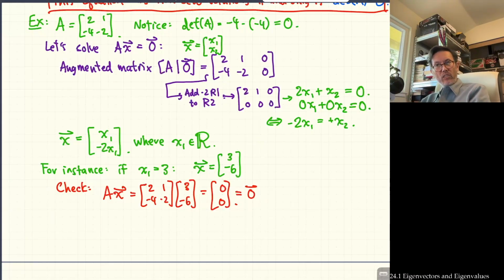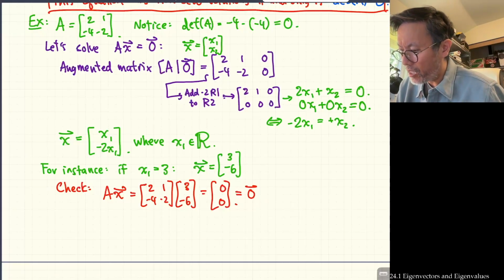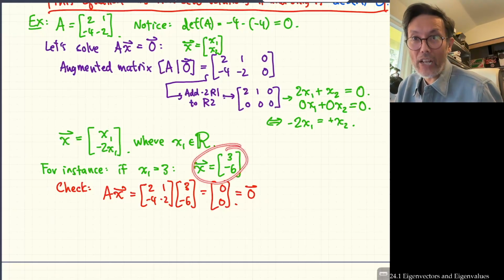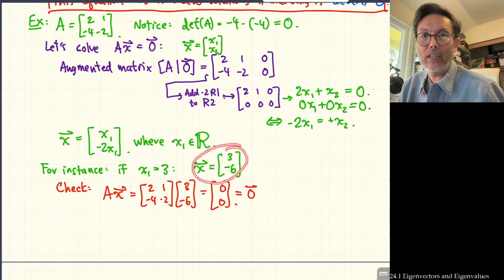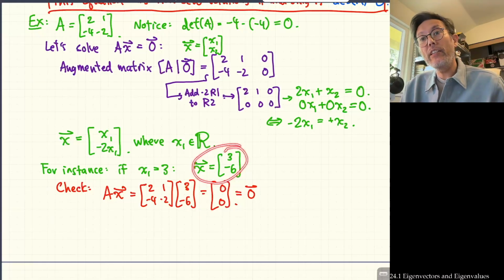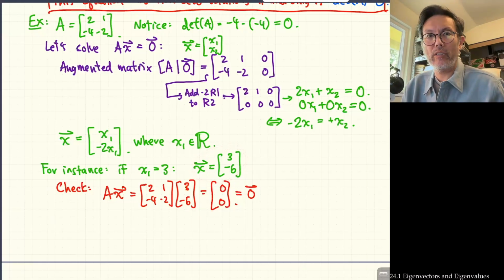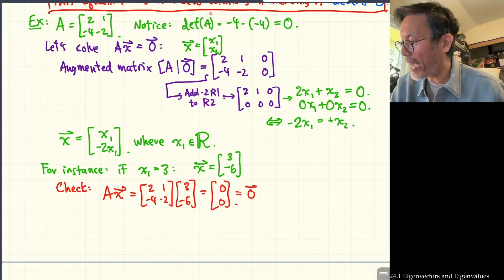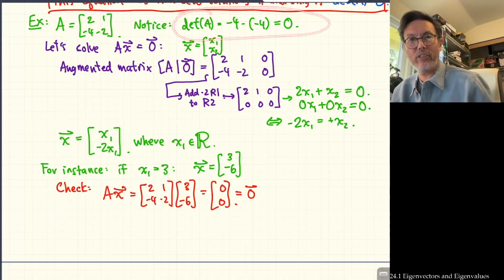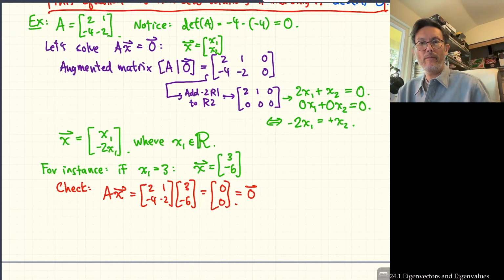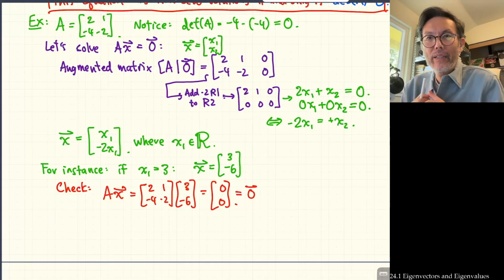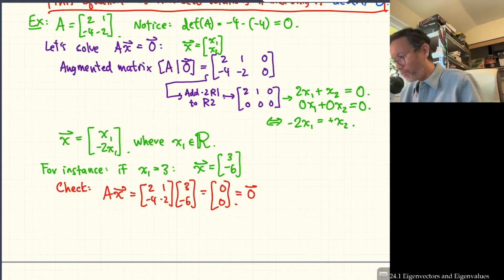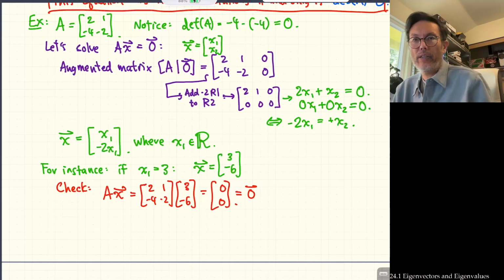So indeed, what this confirms is that this vector, which is manifestly non-zero, I don't see zeros there, is a non-zero solution to Ax equal to 0. And the way we can detect that is the fact that the determinant of this matrix is 0. This is the point that I want to make. All right, I'm going to end this video here.